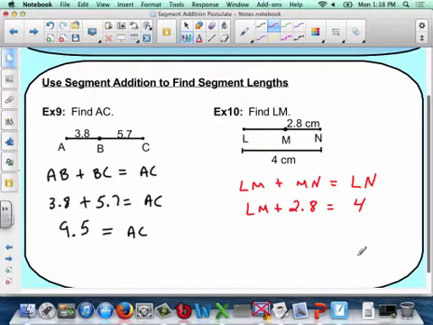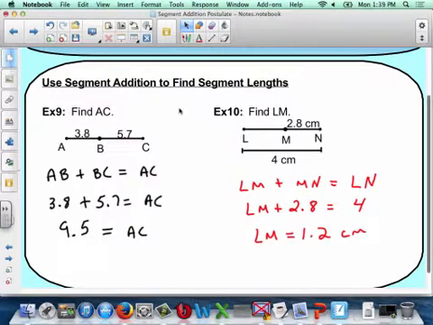Okay, what do I have to do to solve for LN? Subtract. You got 1.2. And we should probably keep our units on there. I know my science teacher friends would be very upset with me, and the fact that I teach science. I always forget to keep on the units, but that's the math teacher in me.